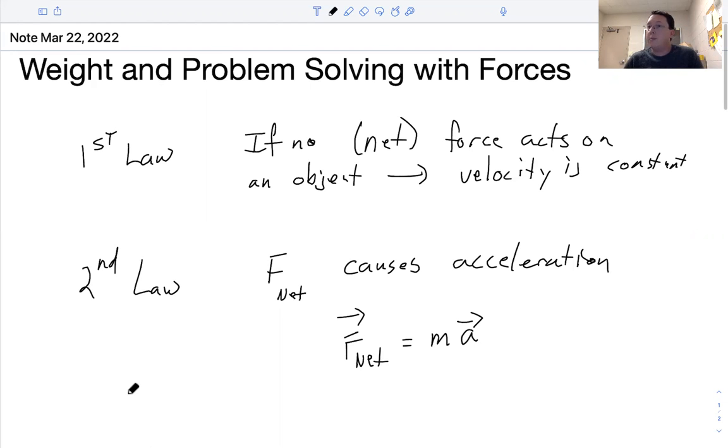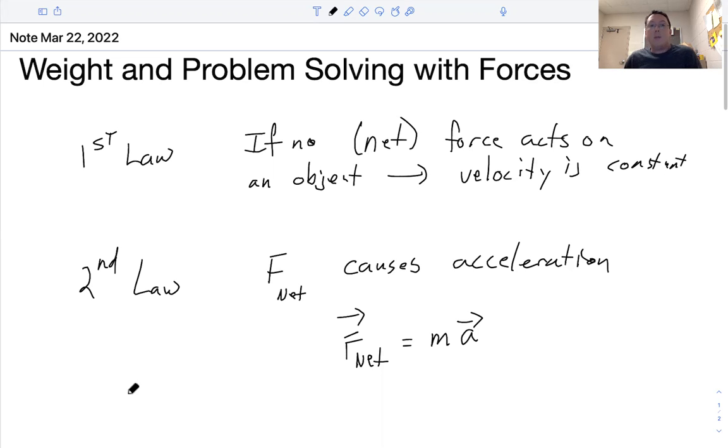So the starting point for last Friday were the first two of Newton's three laws of motion. The first law says what happens if there's no net force acting on an object. That means there's no total aggregate push or pull. You can really just say it as, if there's no net force, then the velocity remains constant. In particular, if the object starts at rest, it stays at rest. If it starts out moving, then it continues moving in a straight line with a constant speed, which would be a constant velocity.